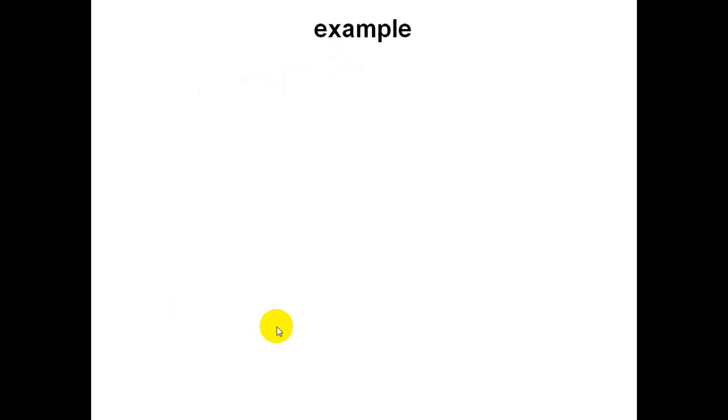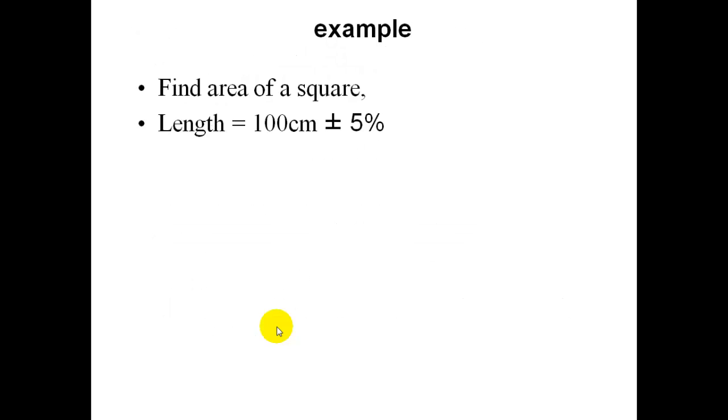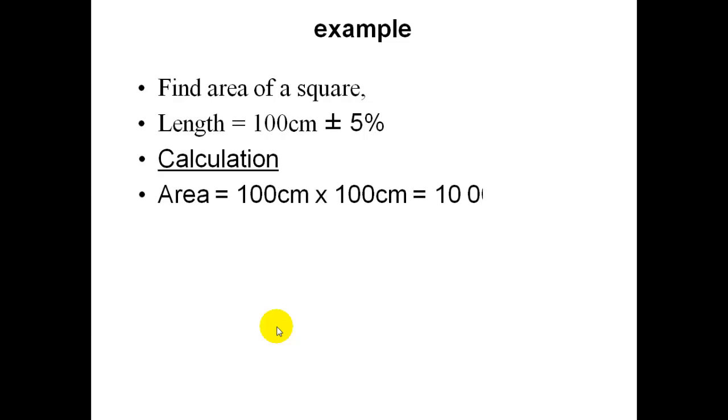And let's give an example of that. Let's find the area of a square. The length is 100 centimeters plus or minus 5%. We know that it's plus or minus 5 centimeters. We convert that into a percentage uncertainty. Let's calculate the area. It's going to be 100 times 100, which is 10,000 centimeters squared. The uncertainty is 5% on one side and 5% on the other side.